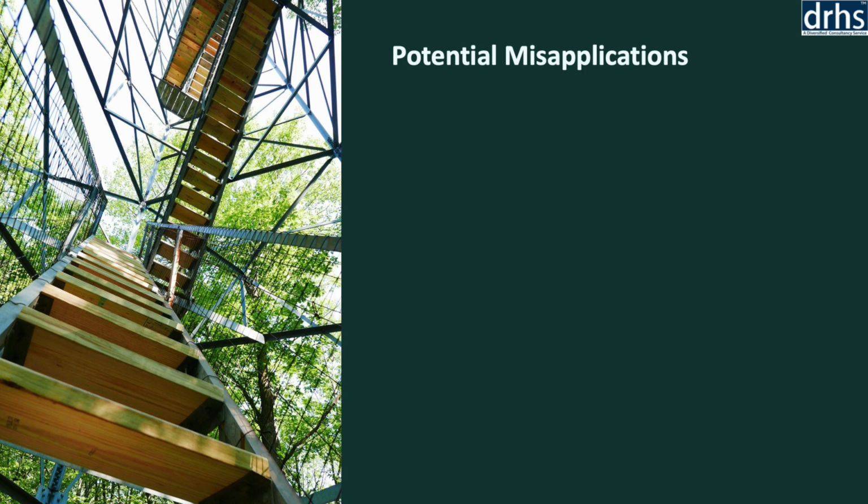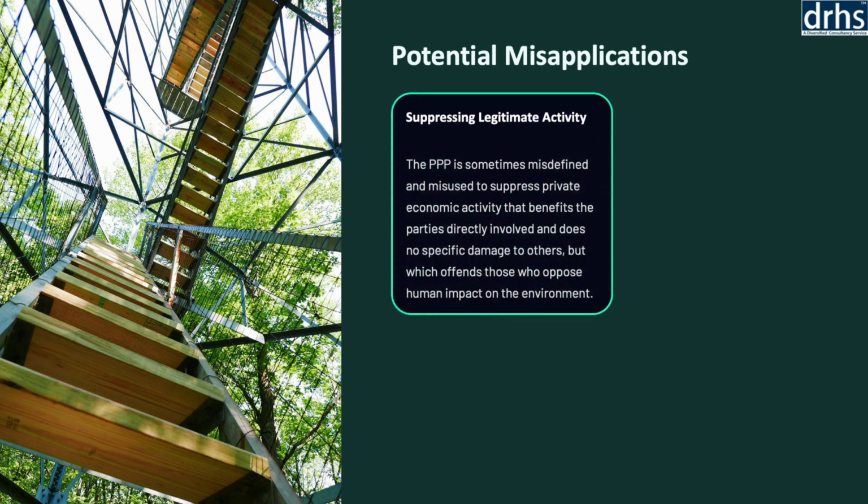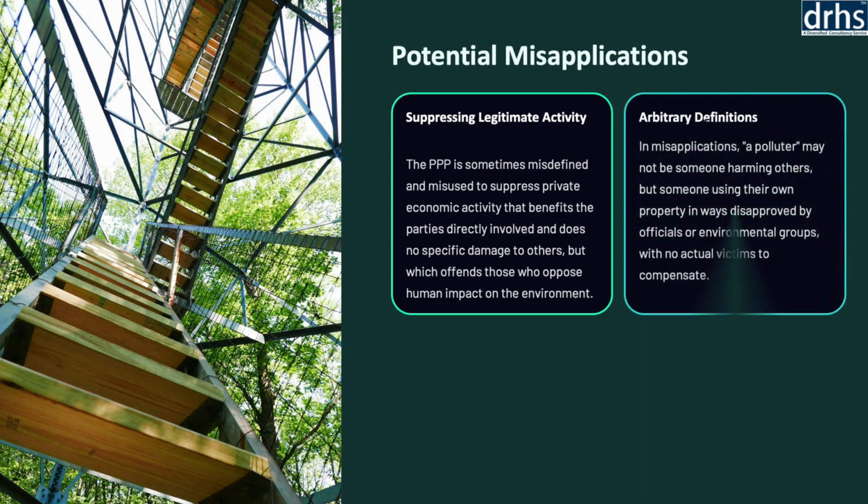The first one is related to suppressing legitimate activity. There are instances where the Polluter-pay principle has been misused to hinder lawful economic activities. For example, certain industrial projects, despite adhering to environmental regulations, have faced undue penalties under the guise of the Polluter-pay principle. This misapplication not only discourages investment but also hampers economic growth as businesses may become wary of unpredictable regulatory action.